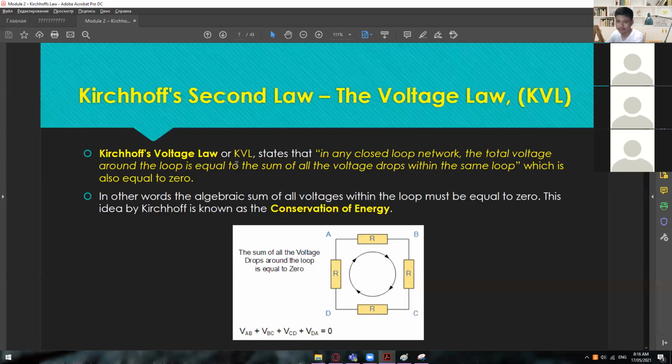And then we have here the second law, which is KVL. KVL states that in any closed loop network, the total voltage around the loop is equal to the sum of all the voltage drops within the same loop, which is also equal to 0.